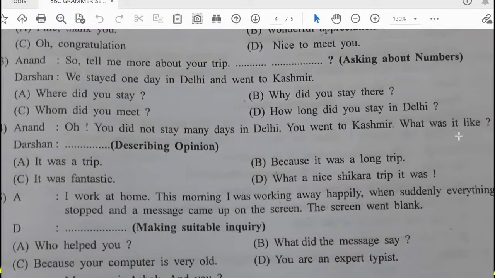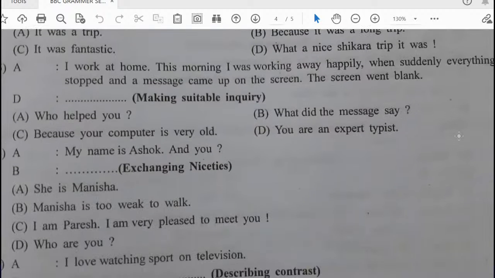Now the fifth one, I work at home. This morning I was working away happily when suddenly everything stopped and a message came up on the screen. The screen went blank. See the dialogue. A said, I work at home. This morning I was working away happily when suddenly everything stopped and a message came up on the screen. The screen went blank. D said something and we are given the suggestion, making suitable inquiry.